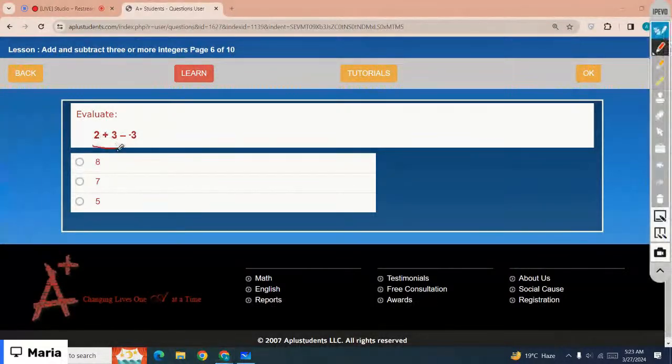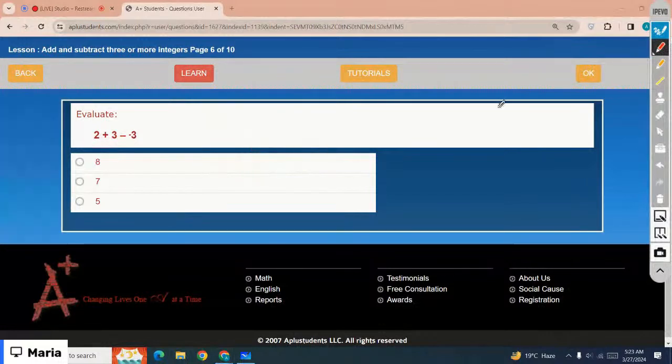2 plus 3 is 5. Then 5 minus negative 3. Subtracting a negative number is the same as adding. So that would be 5 plus 3, and 5 plus 3 equals 8. So the correct option is 8. Option number 1 is the correct option, right?